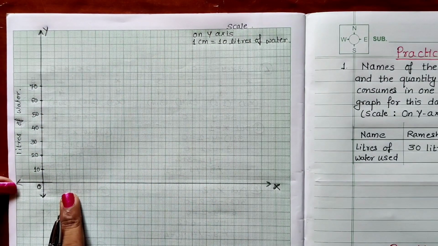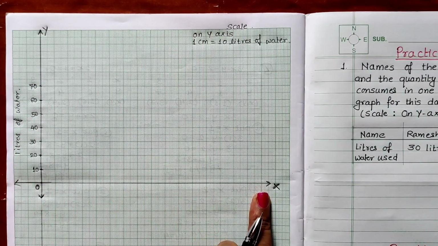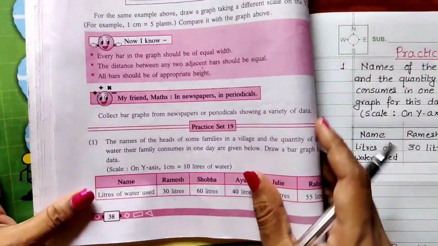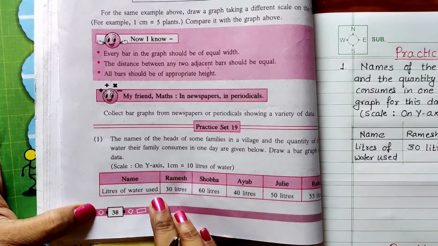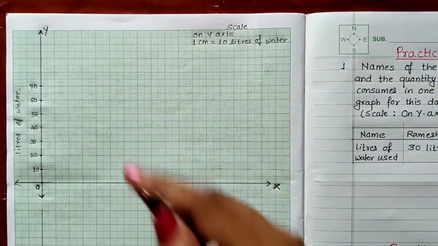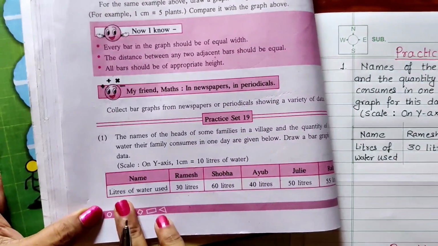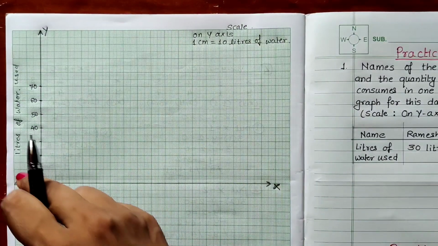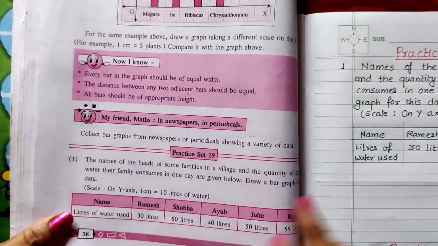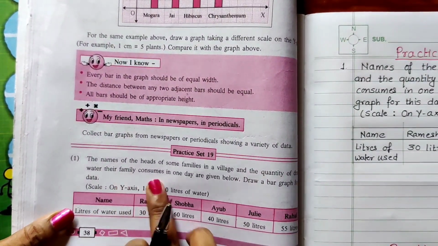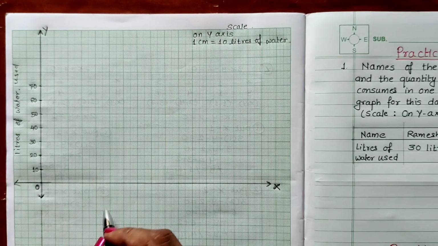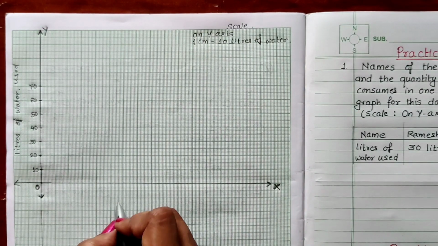Now here on the x-axis what do we have to write? On the y-axis we have written liters of water used. If you want you can write liters of water used. This we have written on the y-axis. On the x-axis, what do we have to write? Names of the heads of family. So I will be writing here names of the heads of family.